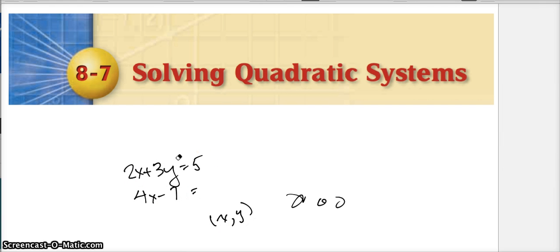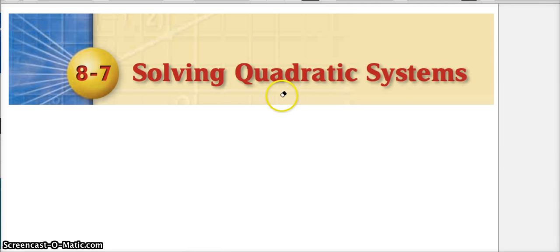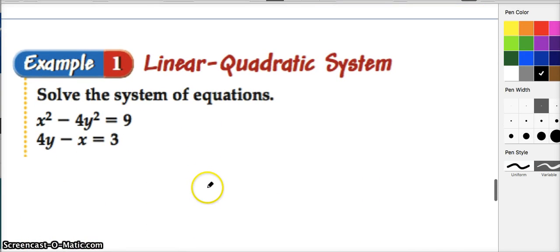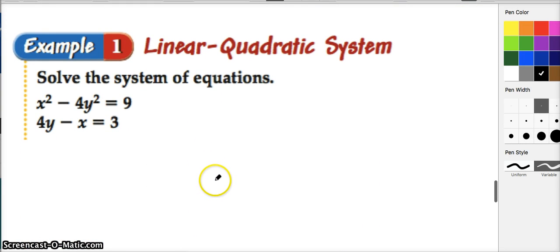Well, we're going to do the same thing, but this time we're talking about quadratic systems, and so the systems involve quadratic equations. Quadratic equations also produce not just parabolas, but also circles, ellipses, and hyperbolas. So we've got interesting shapes and a lot to think about. Let's go ahead and try this first example, example 1.